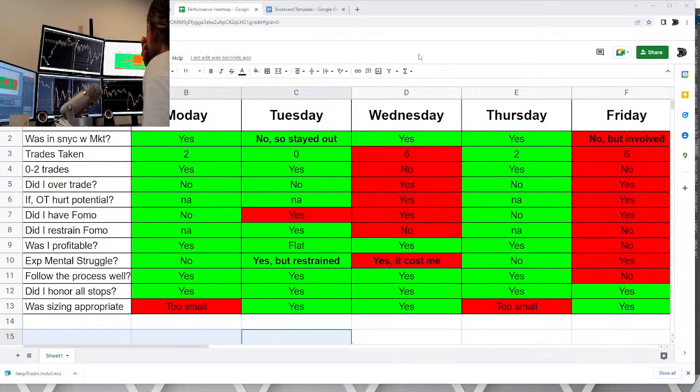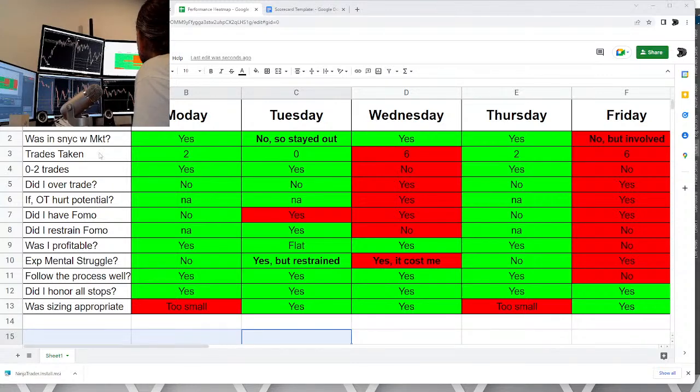I just had this made up. I thought that I would make kind of a performance heat map based on what I did during the week. And a lot of it is regarding following the process well. I do have P&L, like was I profitable for the day, how did I end the week? But more than anything, I want to assess how I'm trading during the week and then tally up my performance for each day.